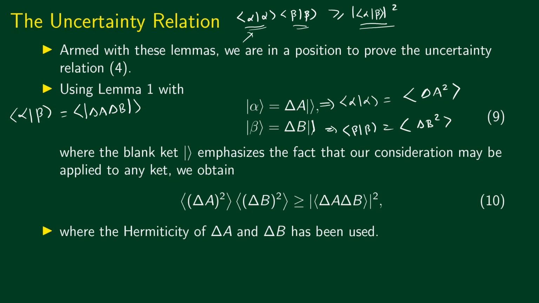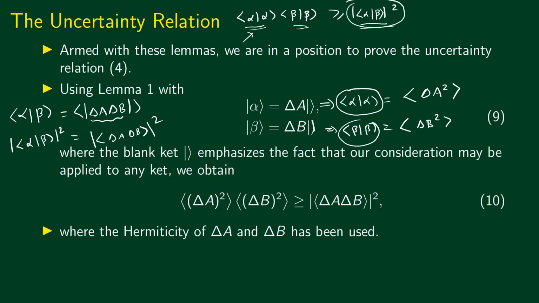Now on the right hand side I have the modulus square of this, so I can find the modulus square of bracket alpha beta. The modulus square is nothing but the expectation value of delta A delta B, and then we find the modulus square. All right, so I've found the left hand side. I've got bracket alpha alpha, bracket beta beta, and also the modulus square of bracket alpha beta.